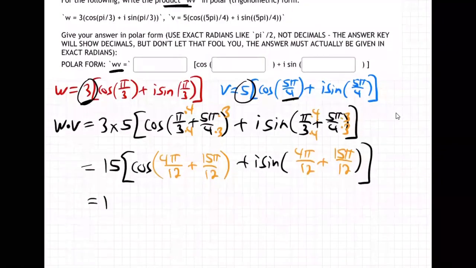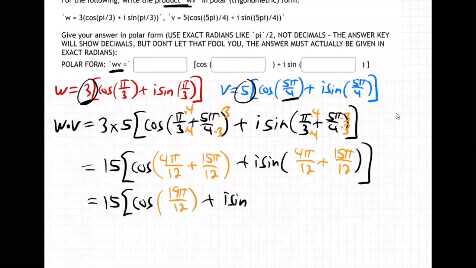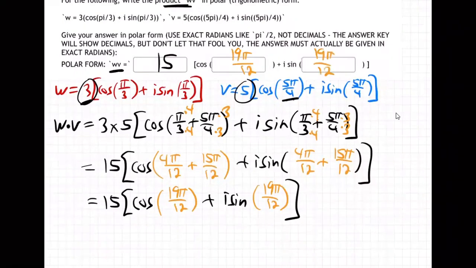Okay. So now this is 15 cosine. Now adding those up, now we can add them because they have a common denominator. 19 pi/12 plus i sine, exact same angle here, 19 pi/12. So there we go. It's 15 and the angle cosine 19 pi/12, 19 pi/12. So we have to put in exact answers just like that. We can't put in a decimal on our calculator.